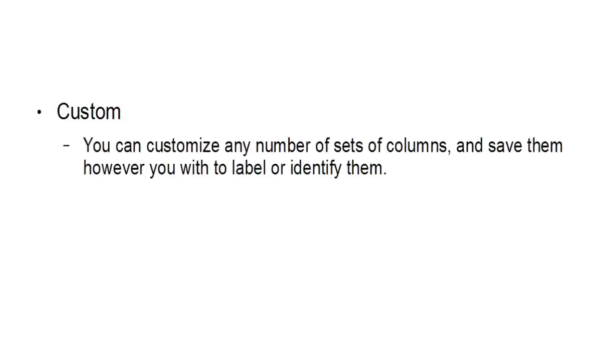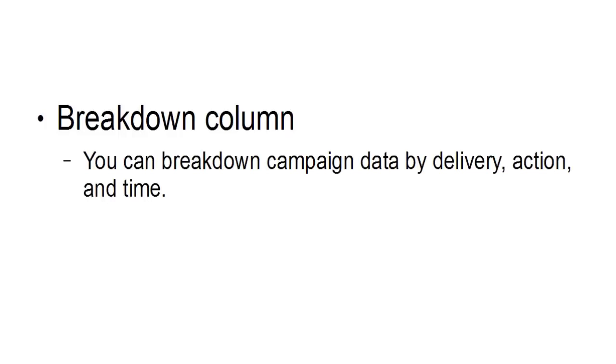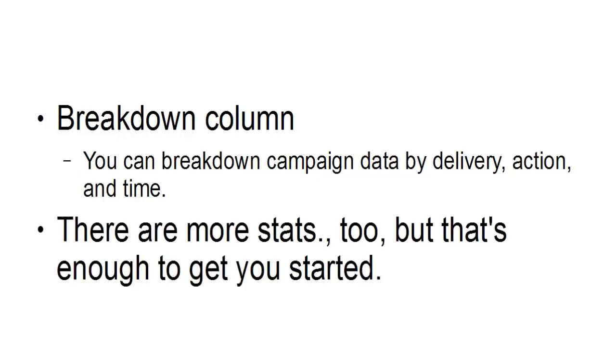And you can also customize the statistics that you want. You can customize any number of sets of columns and save them however you wish to label or identify them. And each custom column set can include any combinations of metrics related to performance, engagements, videos, website, apps, events, clicks, and settings. You can also take a look in the breakdown column, and you can break down campaign data by delivery, action and time. Now, there are more stats too, but I think that's enough to get you started.